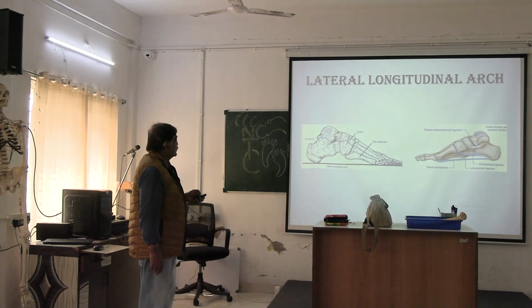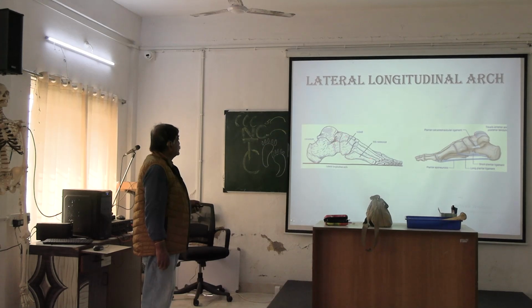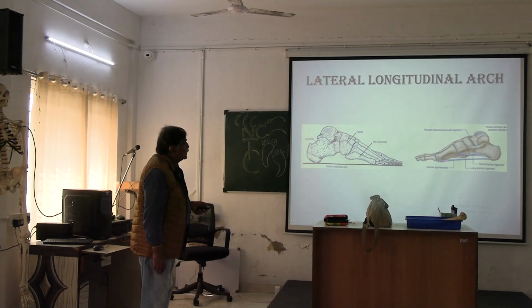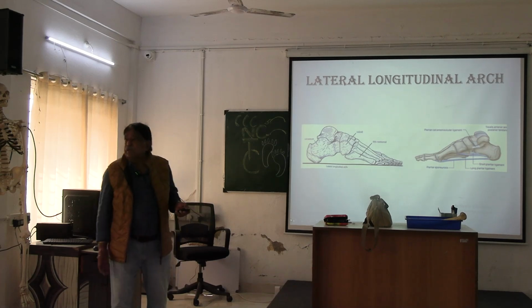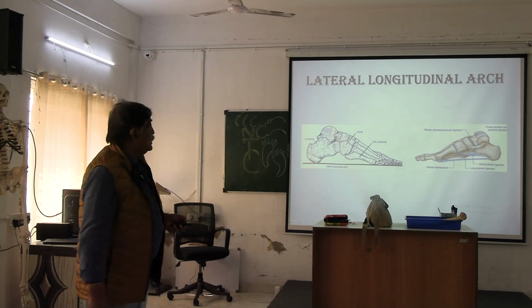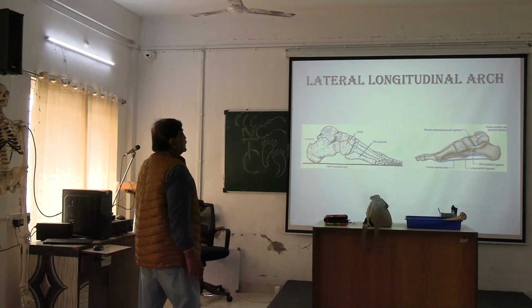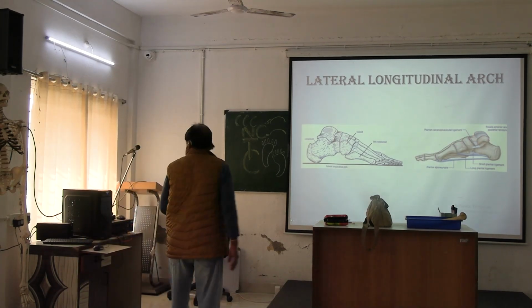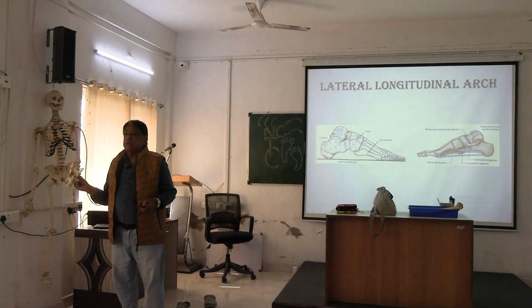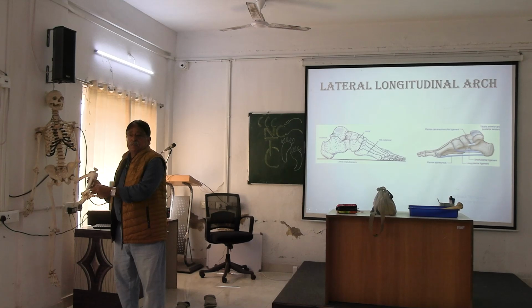Now the lateral longitudinal arch. This is the lateral longitudinal arch: cuboid and fifth metatarsal. You see the ligaments, how they are attached on these. The tendons are coming from the anterior and posterior compartments of the leg. This is the articular surface that is articulating with the lower end of the tibia, articulating with the talus.